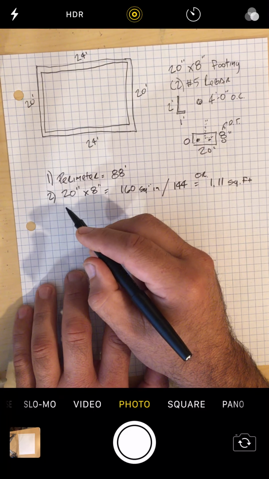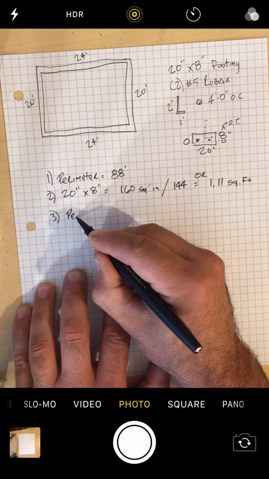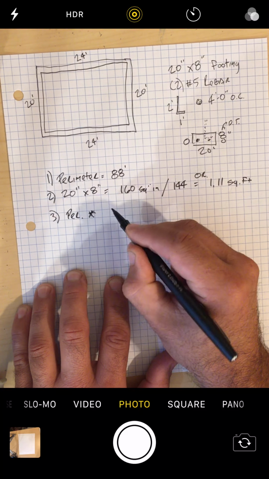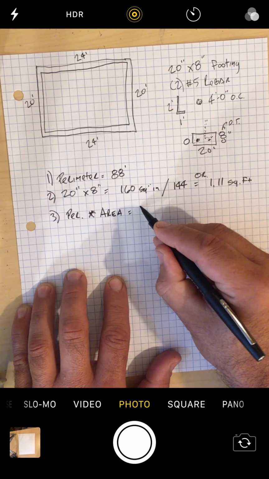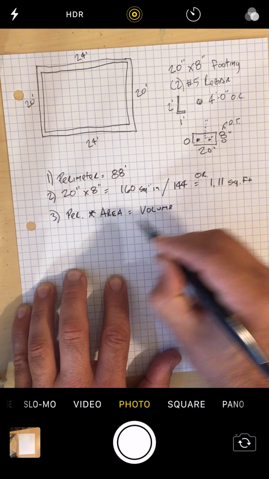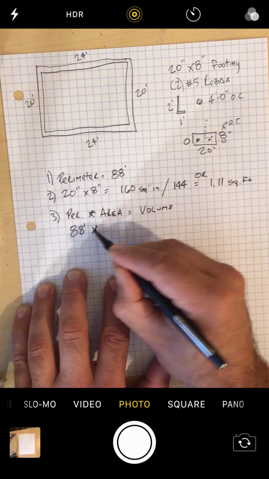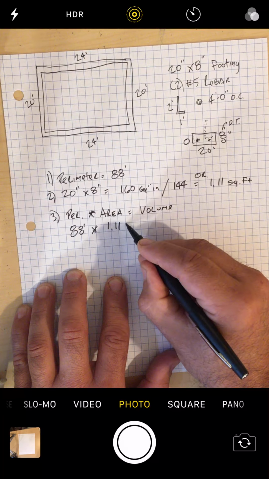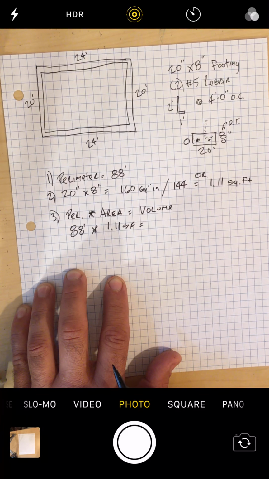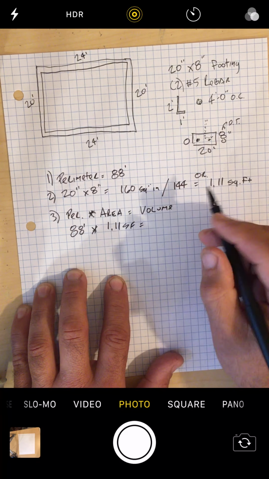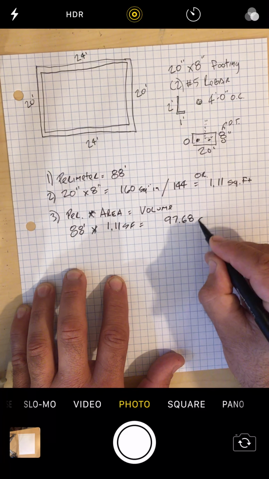Okay, so now what we need to do is we need to multiply the perimeter times the area equals volume. So in this case here, we've got 88 feet times 1.11 square foot. If we multiply that, that's going to come up to 97.68 cubic feet.